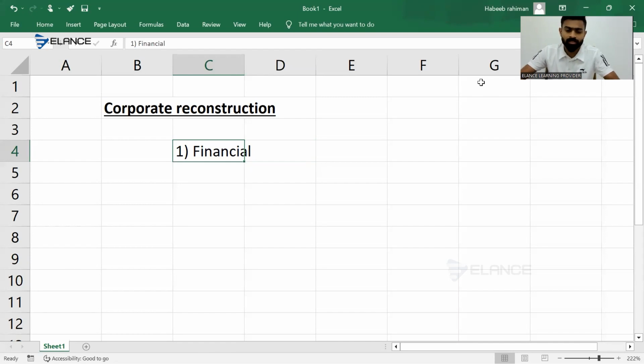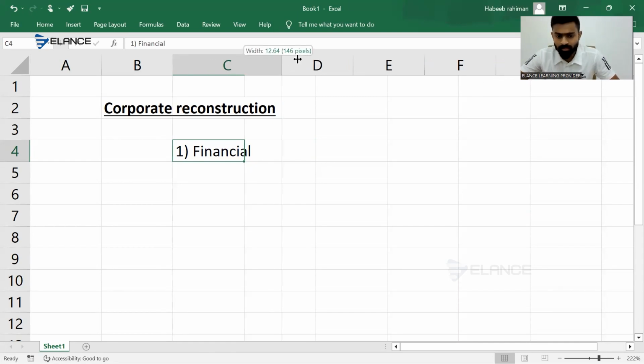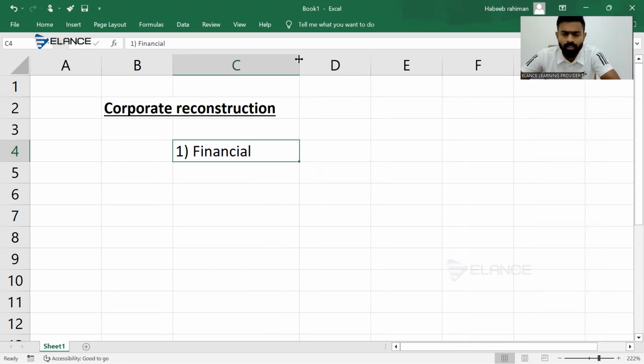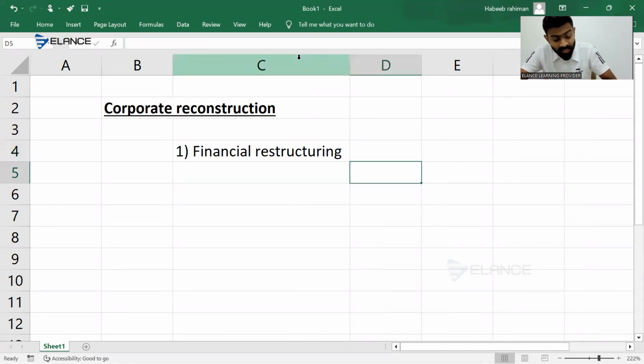Financial restructuring means the organization might be in some financial distress. The financial position of the organization might not be that pleasing for many of the stakeholders. So we are trying to get a better financial position, mostly by adjusting the capital structure.